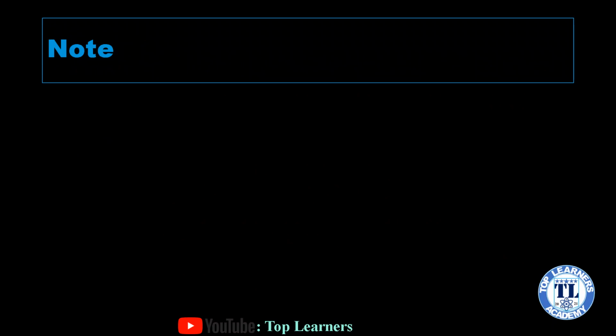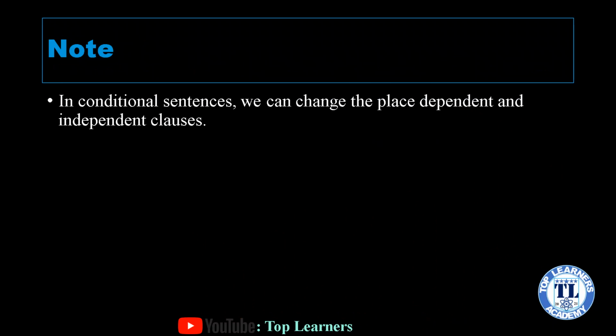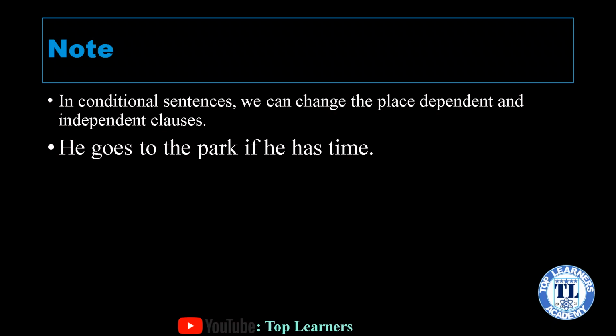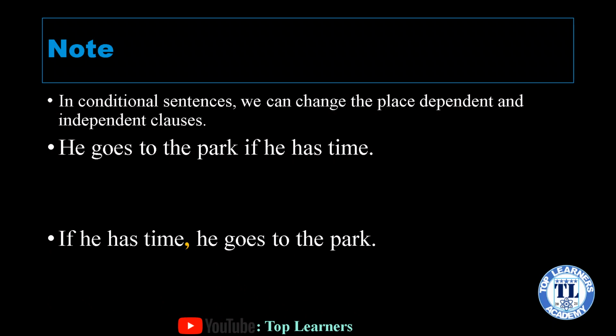Note, as we mentioned earlier, in conditional sentences, we can change the place of dependent and independent clauses, or we can change the place of if clause and the main clause. For example, he goes to the park if he has time. In this example, if he has time, he goes to the park. We changed the place of main clause and if clause.